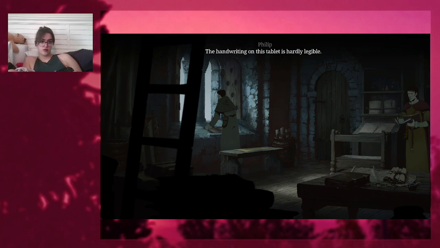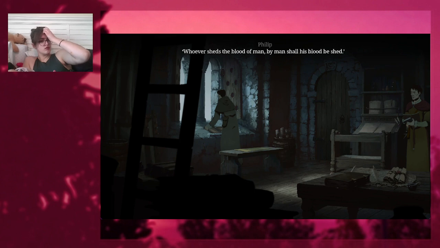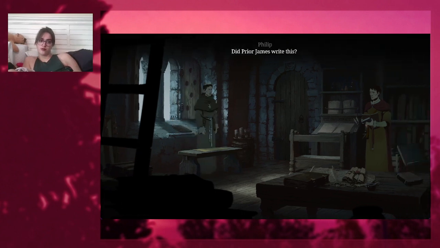The handwriting on this tablet is hardly legible. Whoever sheds the blood of man, by man shall his blood be shed. Did Prior James write this? Let's continue looking.